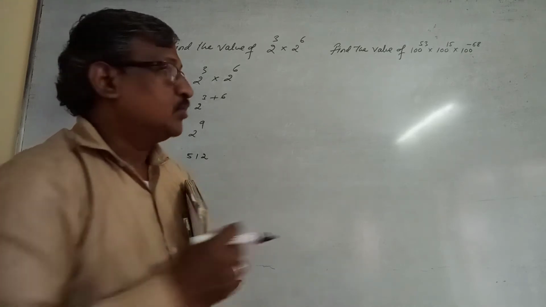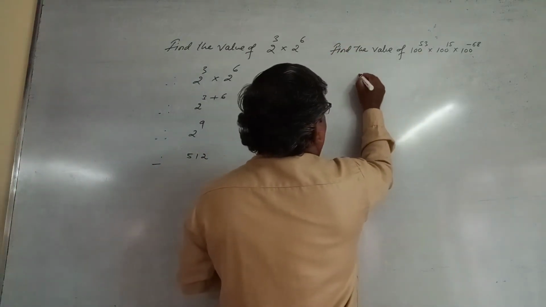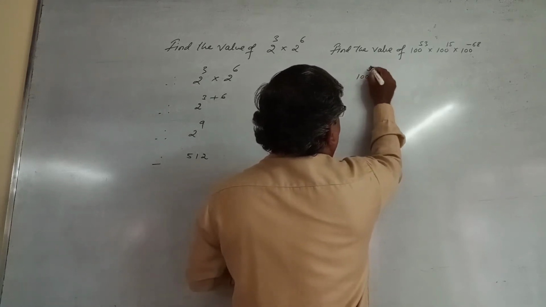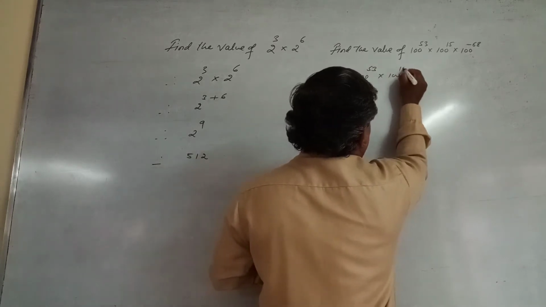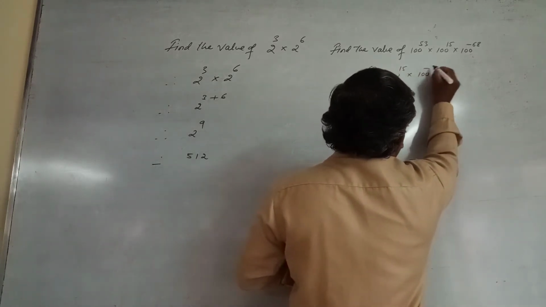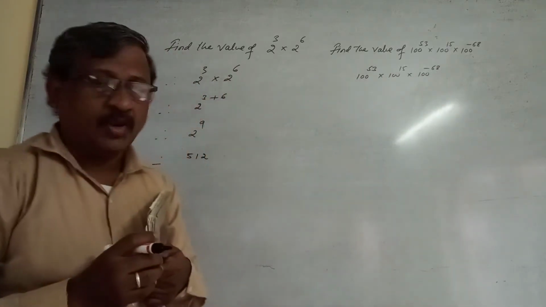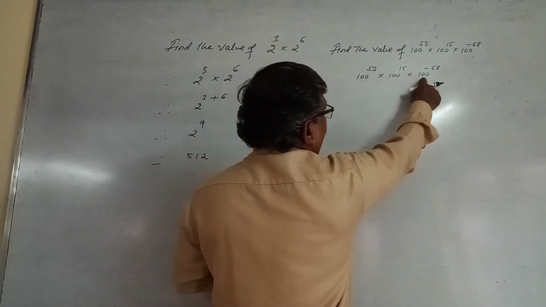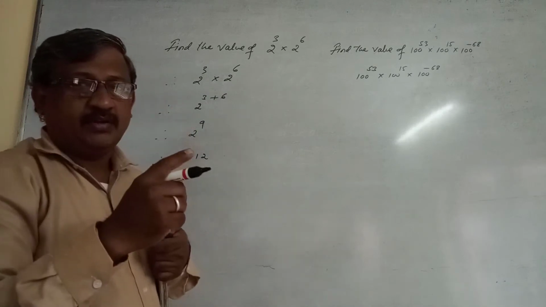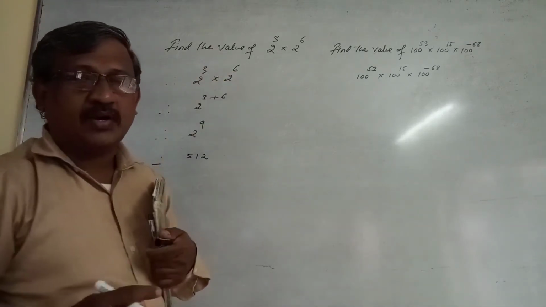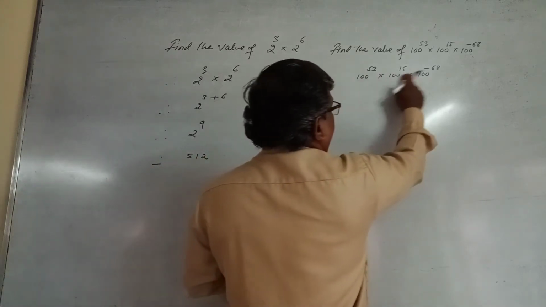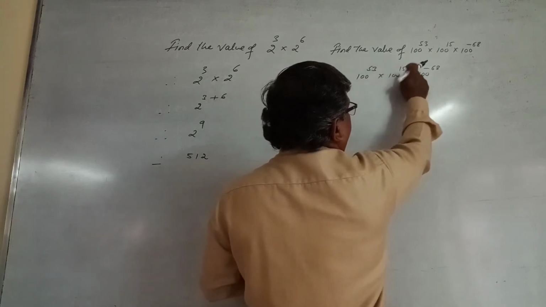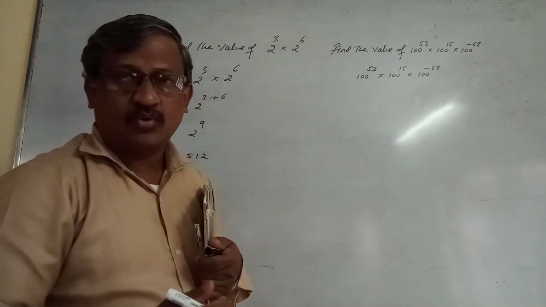So how to multiply? Here also, now the question is 100. We have to find out the value of 100 multiplied 53 times, into 100 multiplied 15 times, into 100 multiplied minus 68 times. So how to multiply? Here also I can apply the first rule, right? The situation is the same here. We have to multiply these 3 values. My base is the same and we are multiplying. So when we multiply, the index is always added.